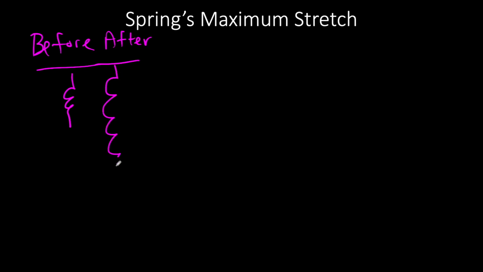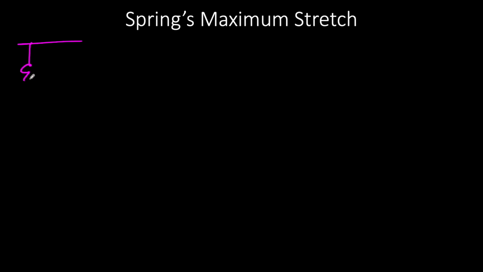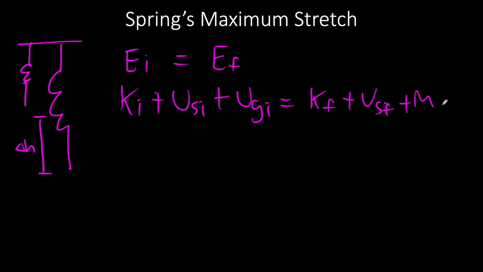So let's think about the spring's maximum stretch. Let's say before, the spring looks like this, and after it looks something like this. And let's say this is delta H, right? And we know initial energy must be equal to final energy. So the spring is released. So initially, the kinetic energy is 0. Actually, I'm going to rewrite this. So this is initially, after, and this is delta H. And initial energy is equal to final energy. So kinetic energy plus spring energy plus gravitational potential energy is equal to final kinetic energy plus spring potential energy plus gravitational potential energy. So let's say the spring is released.